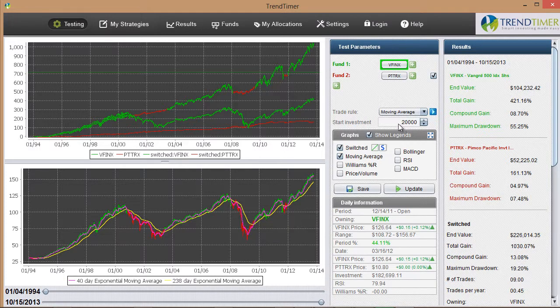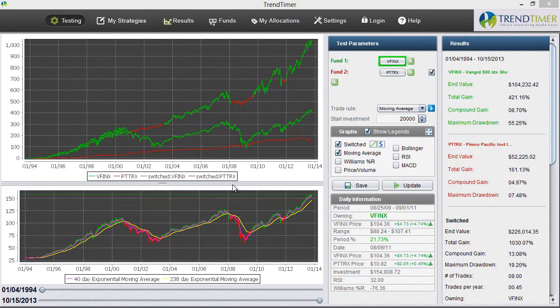And our starting investment of $20,000, instead of growing to $100,000, has grown to $226,000 during the same period. As the graph shows, at any given moment, the strategy is either owning Fund 1, which is the index fund, or Fund 2, which is the bond fund. Now these buy and sell signals are determined by the trade rule, and you can see the trade rule here.